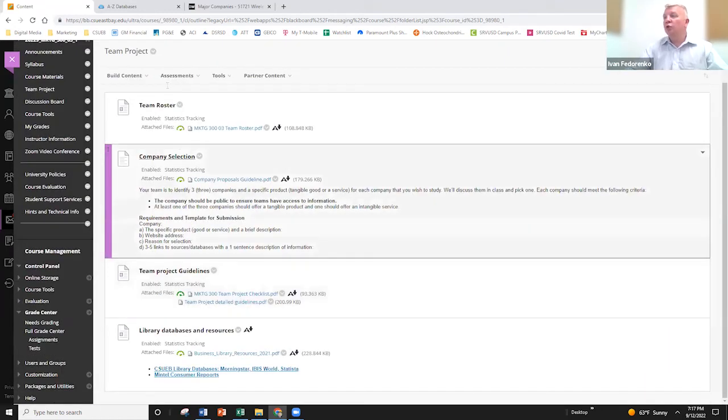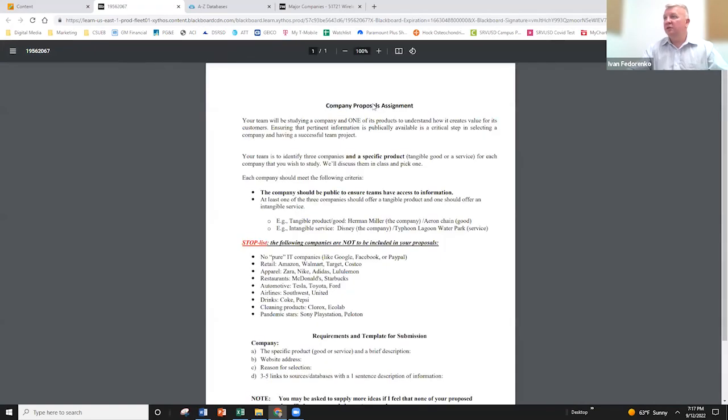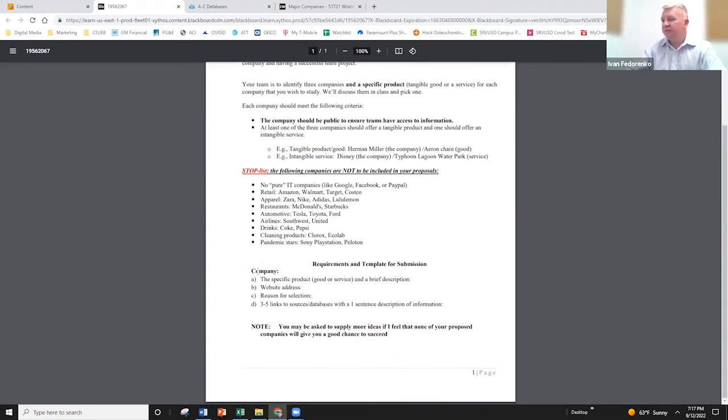I uploaded the correct guidelines there. So we start from company selection. By the end of this week, you'll need to contact your team and talk about companies you want to study. There is one big criterion for selection. You come up with a list of 3 companies, and for each of these 3 companies, you list a specific product that you want to study.